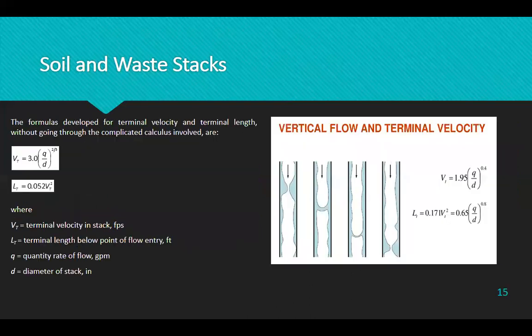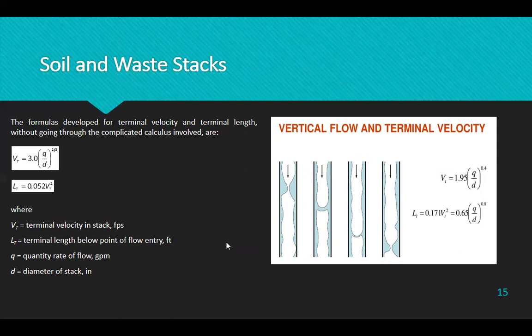The formulas developed for terminal velocity and terminal length without going through a complicated calculus are: V sub t is equal to 3.0 times (Q over D) to the exponent 2/3. L sub t is equal to 0.05 times V sub t squared, where V sub t is the terminal velocity in the stack, feet per second. L sub t is the terminal length below point of entry, feet. Q is the quantity rate of flow, GPM. D is the diameter of the stack.